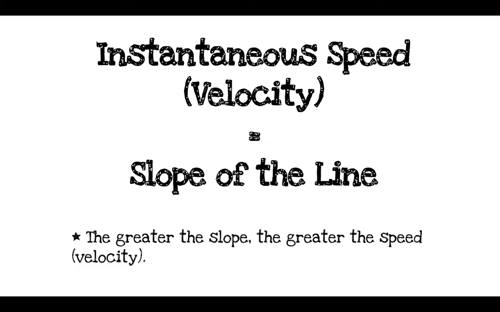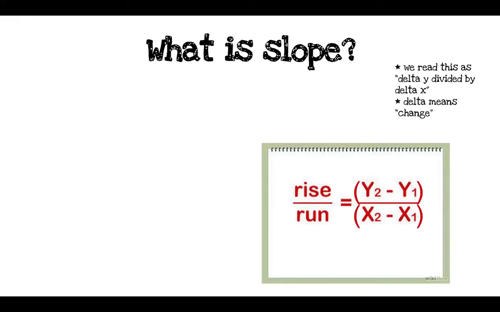So now the question is how did we get those instantaneous speeds or velocities? Mathematically, the steepness of the line is what we call the slope of the line. The greater the slope, the greater the speed. So how do we calculate that? Or first of all, what is slope? It's the steepness of the line.